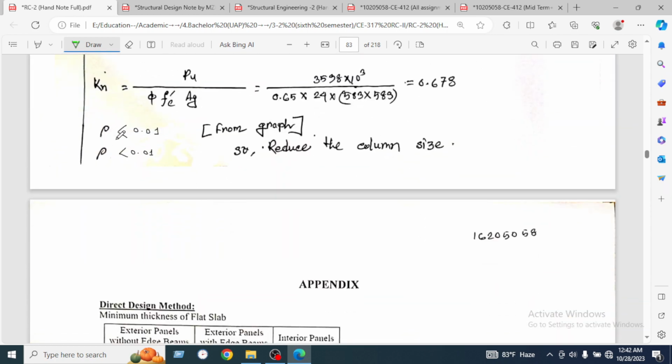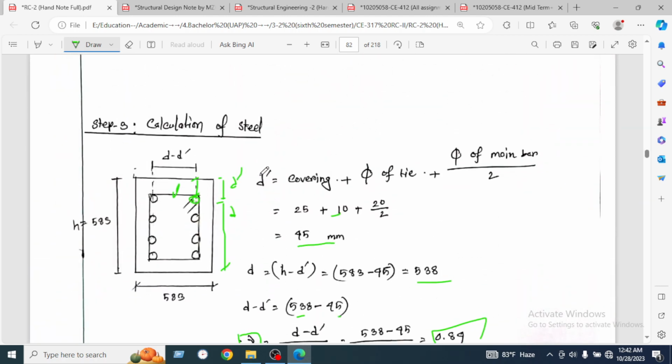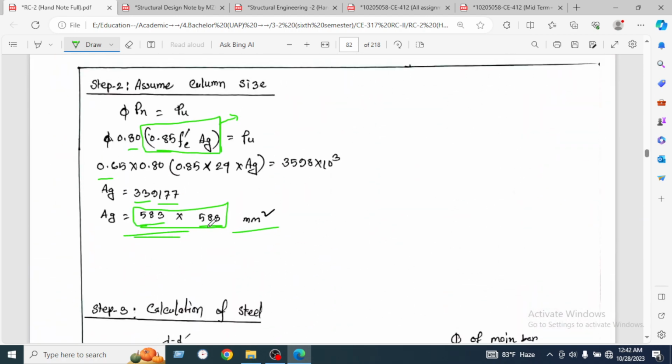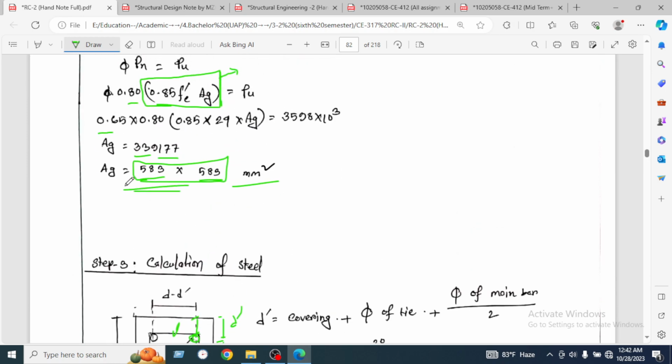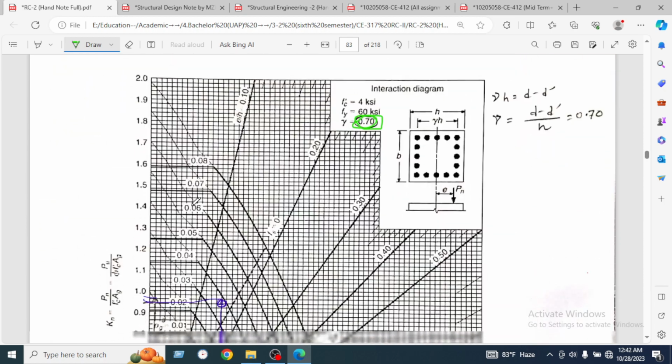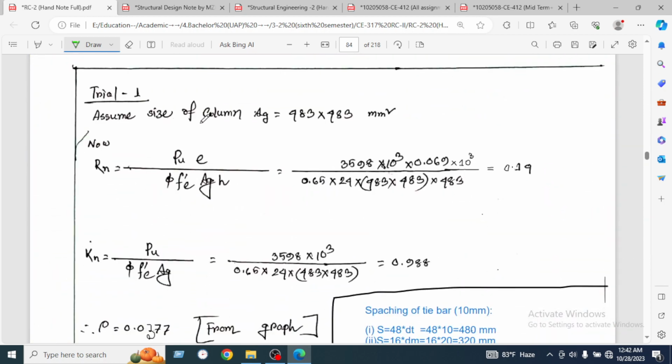So from it we have found the rho value is 0.01, which is less than the required value. So we have to reduce the column size. At first we assumed 583 by 583 millimeter square. Now we will reduce the column size. So in the second trial, the assumed column size is 483 by 483, reduced by about 100 millimeters. So let's see how we get the value.